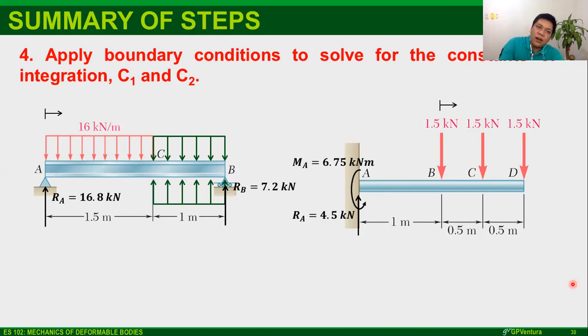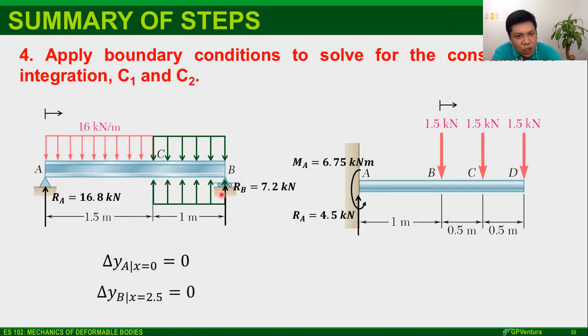So to be able to solve for the constants of integration, again, this is a pin and this is a roller. I can say that if there's a pin, the deflection at the pin, or x equals 0, since that's the origin, is equal to 0. What else? I have a roller. I can say that the deflection at the roller, or at x equals 2.5, is equal to 0.